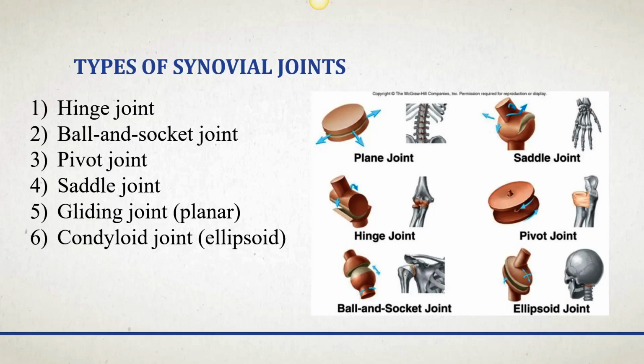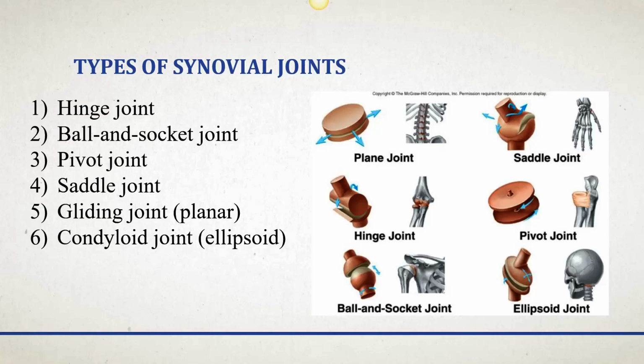A saddle joint is when two bones kind of saddle over each other. An example of a saddle joint would be in the thumb. A gliding joint or a planar joint is where the bones are going to glide past each other. All of the vertebrae, all the bodies of the vertebrae are going to glide past each other in a gliding joint.